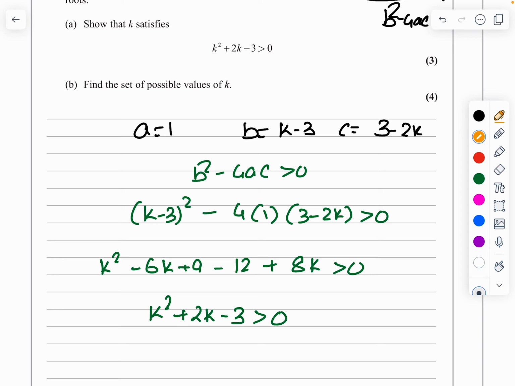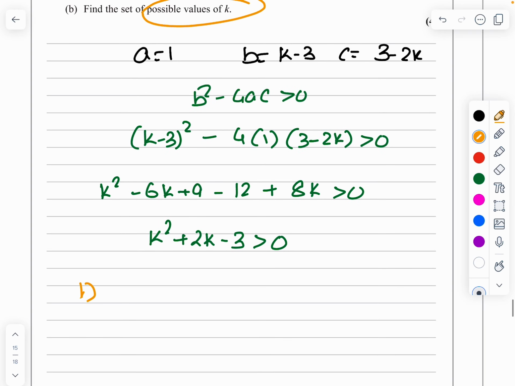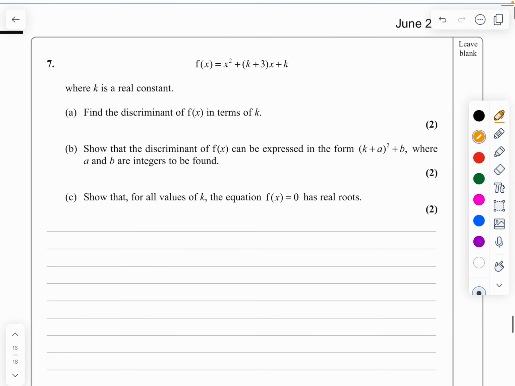Hence set up the possible values of k. Factorize it out. It becomes k plus 3 times k minus 1 is greater than 0. So negative 3 and 1 are the roots. Whenever it is greater than, k is greater than the greater root, or k is lesser than the lesser root. That's going to be the answer. Next question.